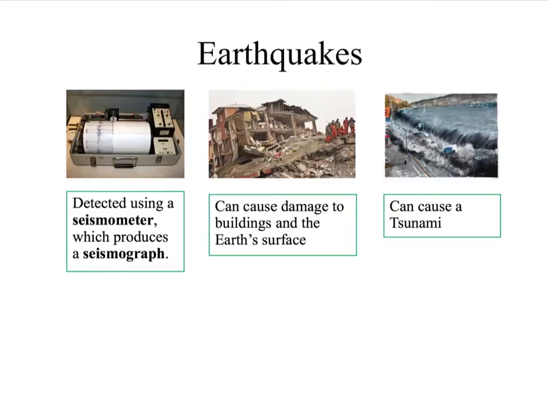We'll start with earthquakes. The study and detection of earthquakes involves the use of seismometers. Seismometers produce something called a seismograph, and you can see an example here. It literally shows vibrations. Earthquakes can cause a lot of damage to buildings, the surface of the earth, and they can also cause tsunamis, as we've seen a couple of examples recently in Southeast Asia and Japan.